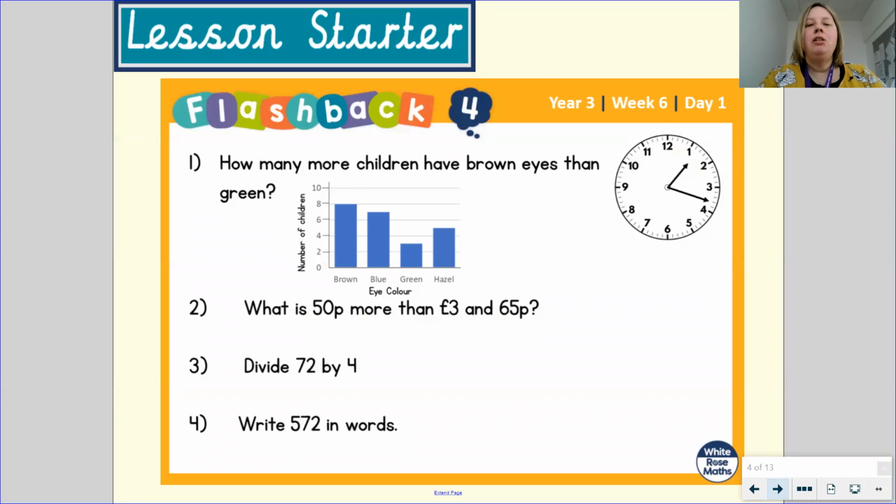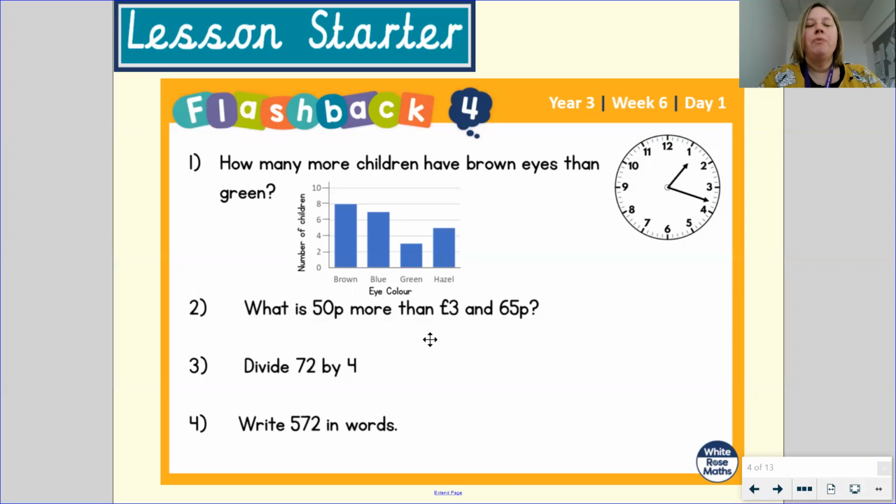I'm going to read you the questions and then I want you to write down your answers on your whiteboard. Question 1. How many more children have brown eyes than green? You need to look at the bar graph and work out the difference between the number of children that have brown eyes and green eyes.